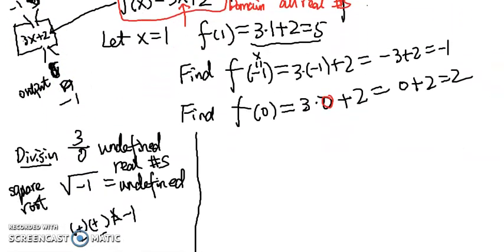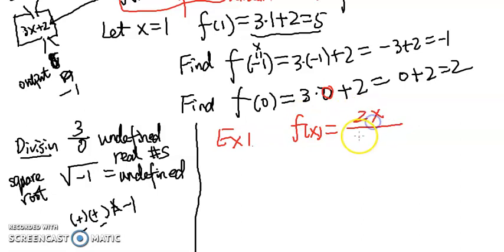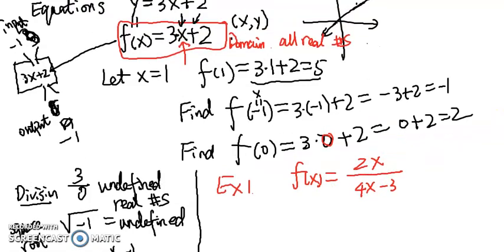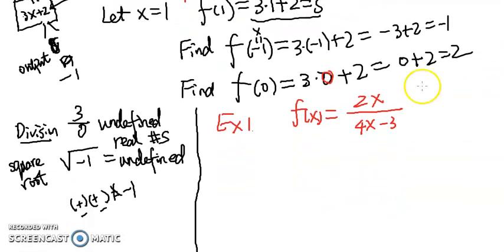But if we have a division, suppose the function f of x equals 2x over 4x minus 3. In this case, there is a division involved, not like previously where only multiplication and addition were involved. Addition and multiplication, you can do with any numbers. But when you do division, you have to make sure the bottom is not 0. If the bottom is 0, you cannot do it.